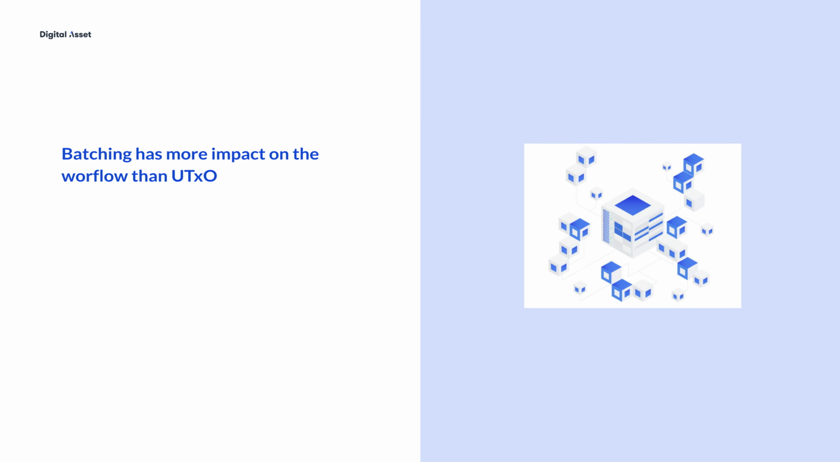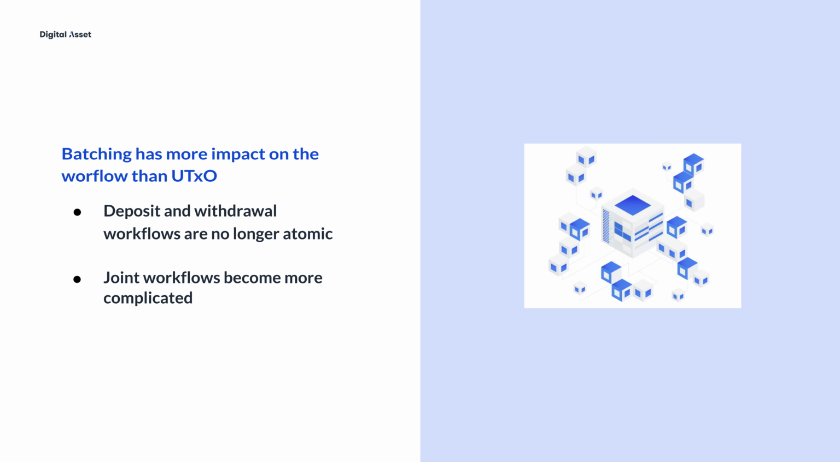Batching has significantly more impact on our design than UTXO. In particular, the deposit and withdrawal choices are no longer atomic. They are now sub-workflows requiring a transaction to make the request, a transaction to process the batch, and a transaction to continue the request now that the deposit or withdrawal is complete. This is going to complicate any joint workflow.